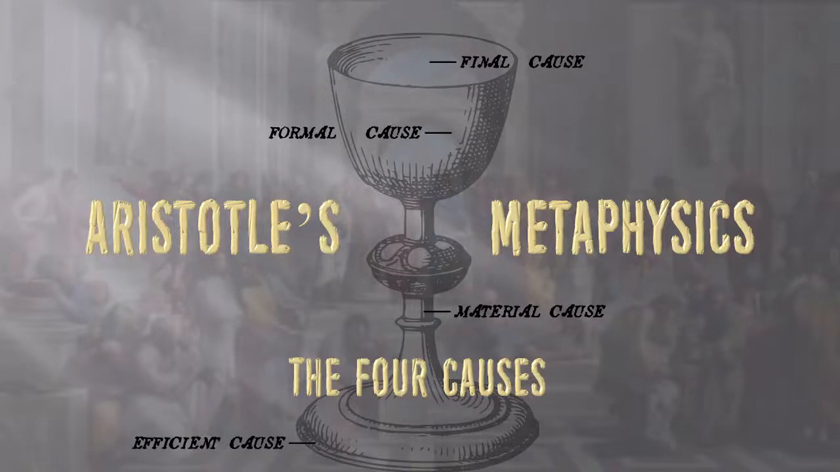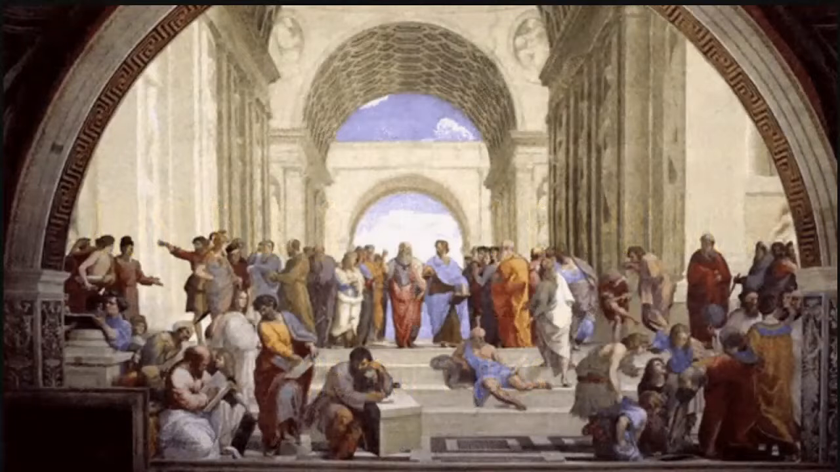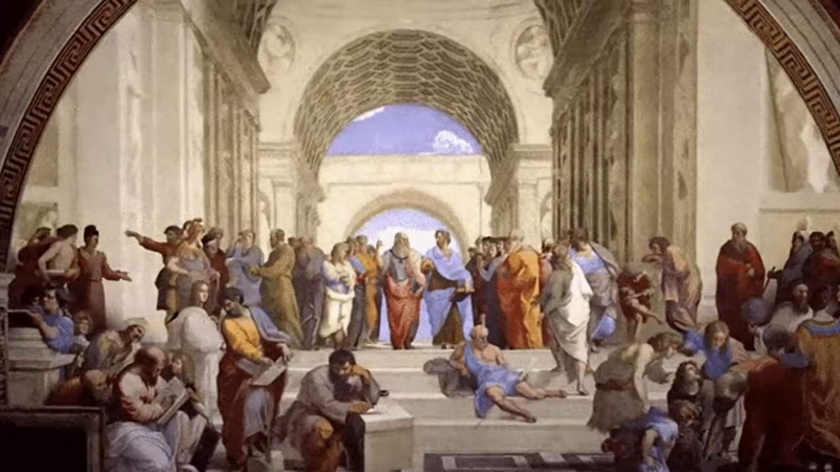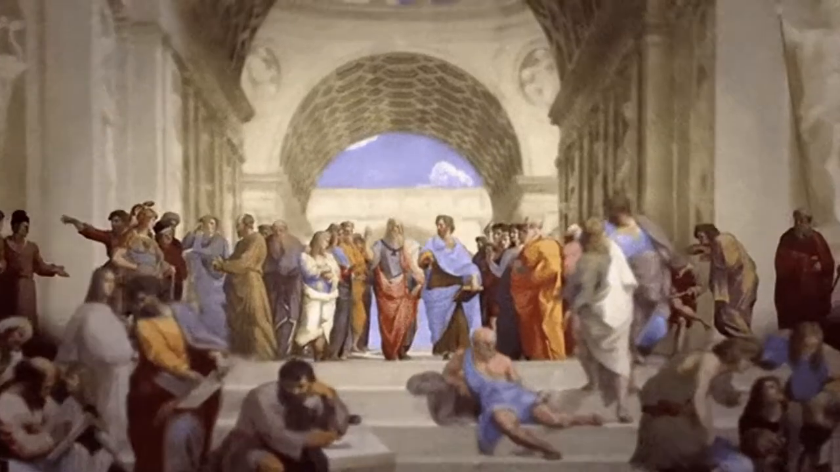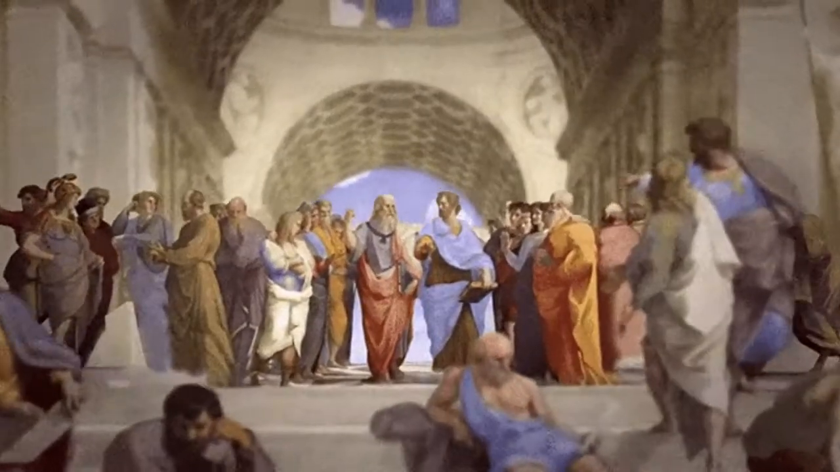All right, so this video lecture will be over the booklet Aristotle's Metaphysics, the Four Causes. Now, as a way forward into this material, let's first consider this very famous painting of the ancient philosophers in Athens by the Italian Renaissance artist Raphael, called The School of Athens. And who do you notice here at the very center of the painting, those two central philosophers in the foreground? All right, it's Plato and Aristotle.